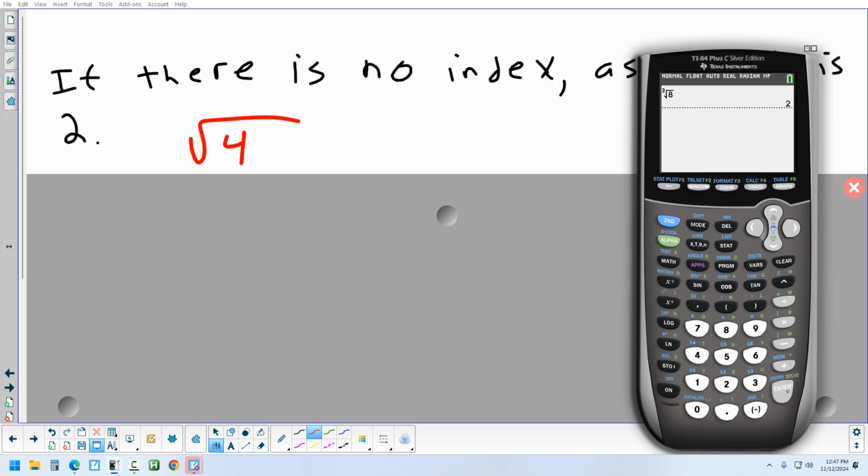If you want to do a fourth root, type in 4, press math, and go down to the 5th option. Now you can do a fourth root. That's how you do it.